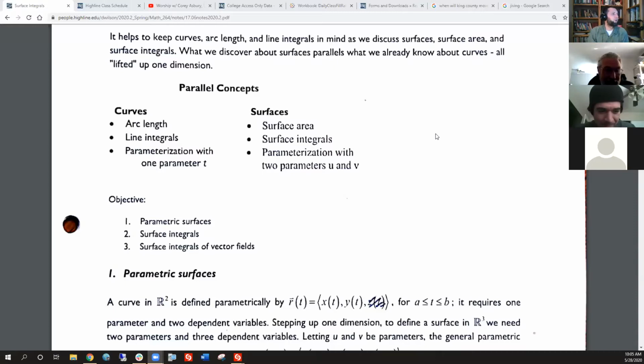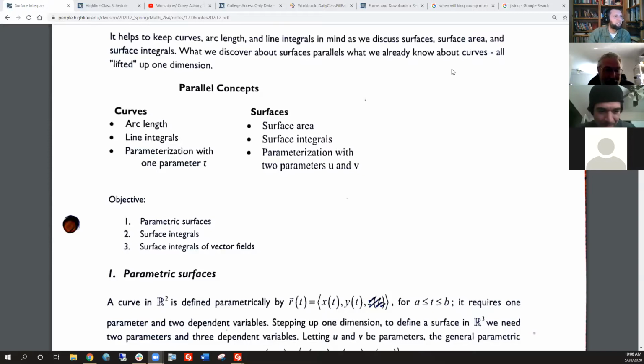It helps to keep curves, arc length, and line integrals in mind as we discuss surfaces, surface area, and surface integrals. What we discover about surfaces parallels what we already know about curves. It's just all raised one dimension.